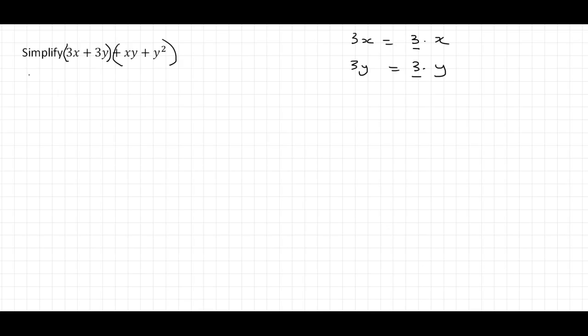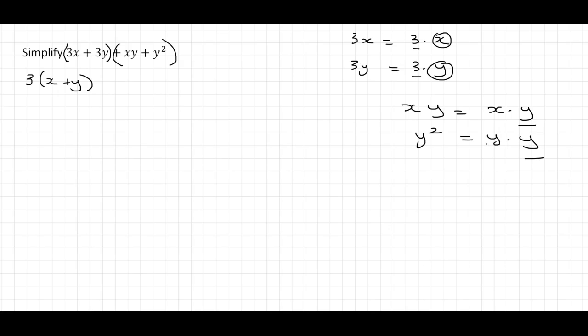So 3 is our greatest common factor. Now, when you have 3 for 3x, what's left over? We have x left over. When you have 3y, what's left over? You have y left over. Now let's look at xy and y squared. xy is x multiplied by y, and y squared is y multiplied by y. What is the term that appears for both of them? Just y. So y is our greatest common factor here, and then we have x plus y.